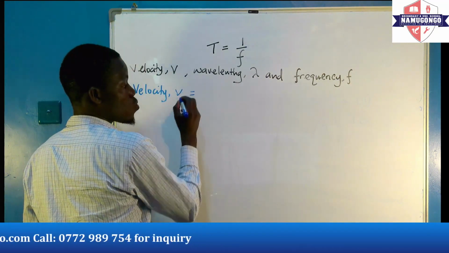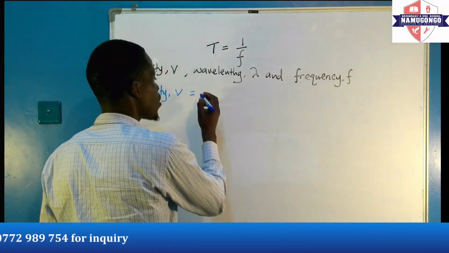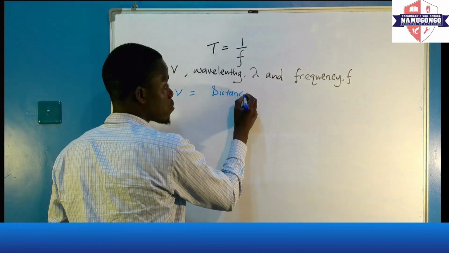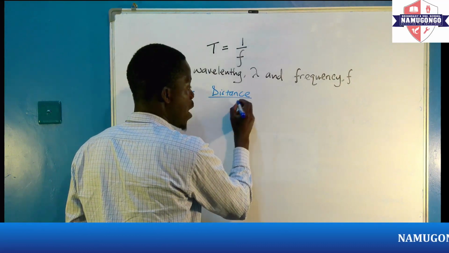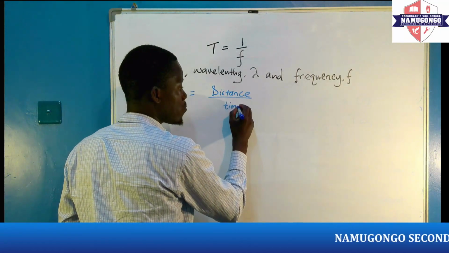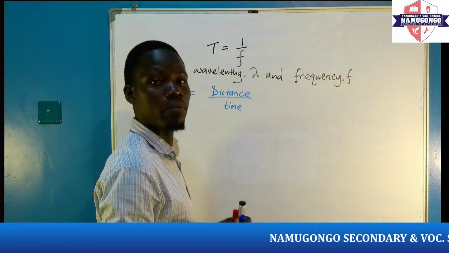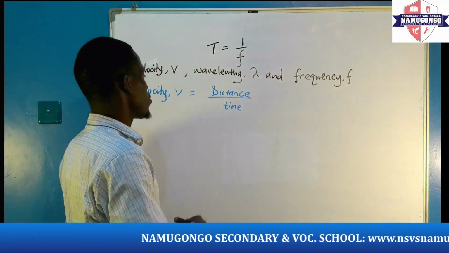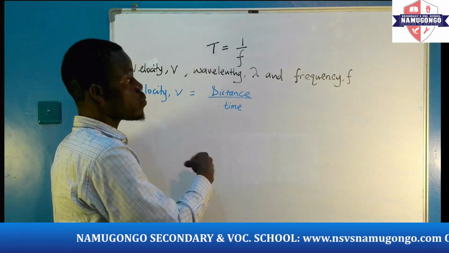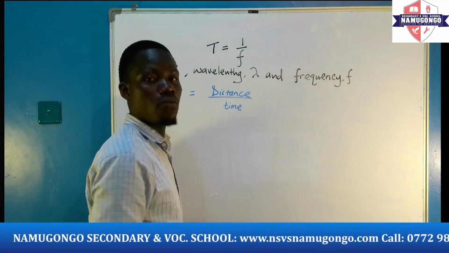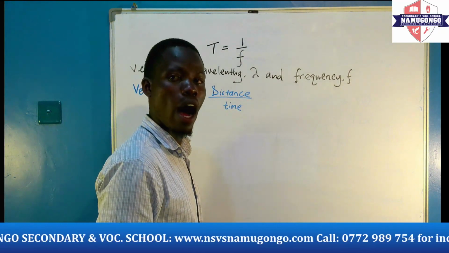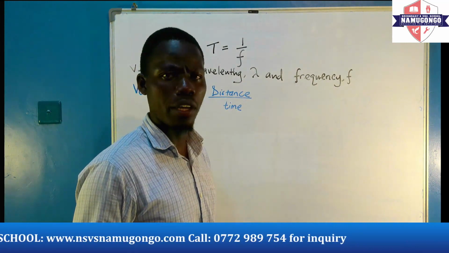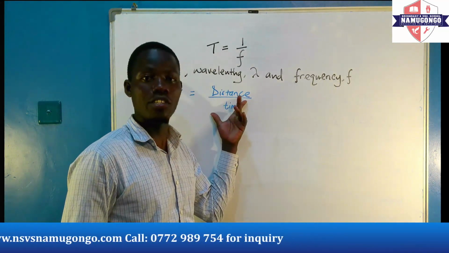So we can then go ahead to write it as the distance covered divided by the time taken. So this is the velocity. Now we want to bring in the wavelength and the frequency. But how shall we bring it in? We shall bring it in by looking at the distance.